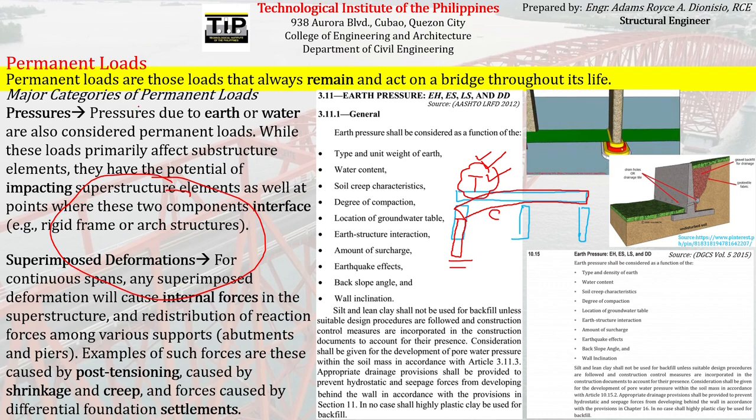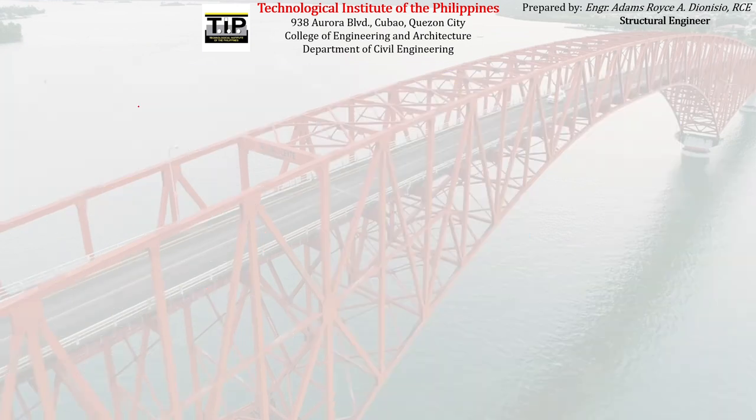Okay, so much for permanent loads. Let's now move on to the other major classification or major type of load that we consider whenever we design bridges, which are the transient loads. So what do we mean when we say transient loads? Ano bang ibig sabihin ng transient?